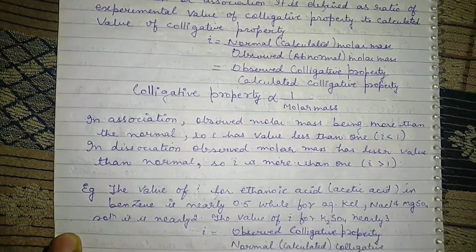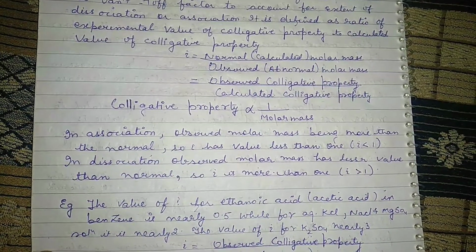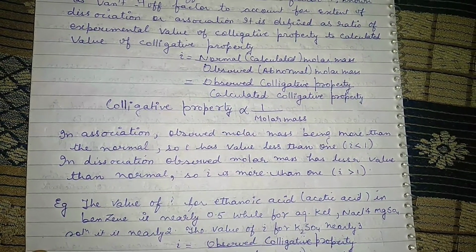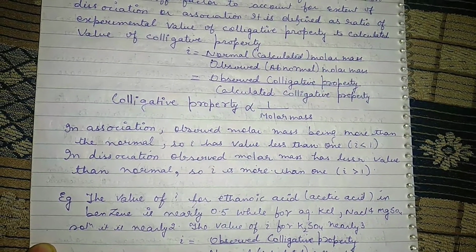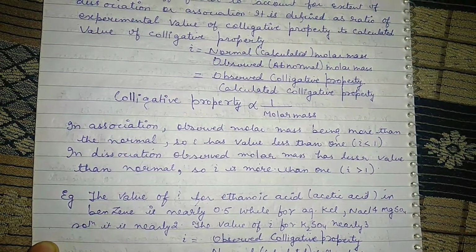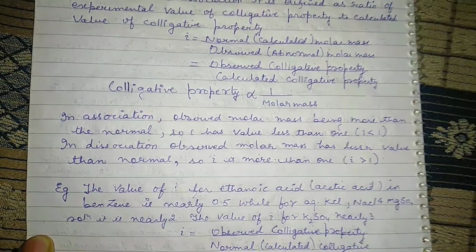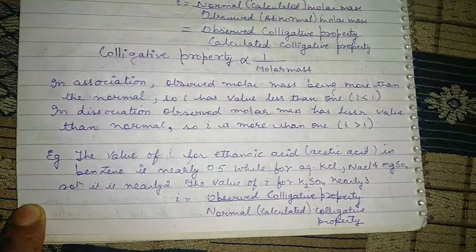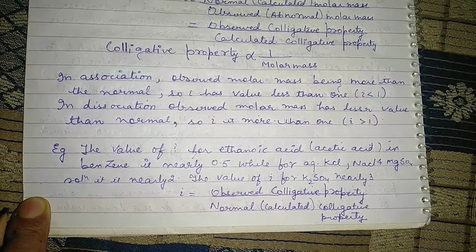So what happened in association? The observed molar mass is more than the normal, so i has a value lesser than 1 in case of association. However, in case of dissociation, the observed molar mass has a lesser value than normal, so i is more than 1. So this is an important point to remember. Normally a 1 mark question comes in your exam.